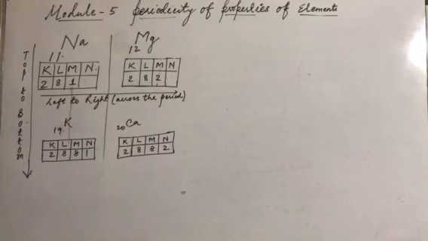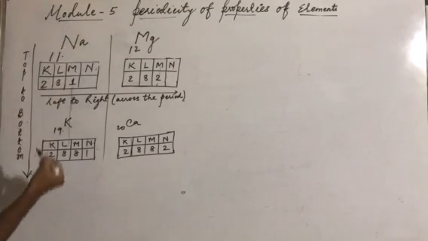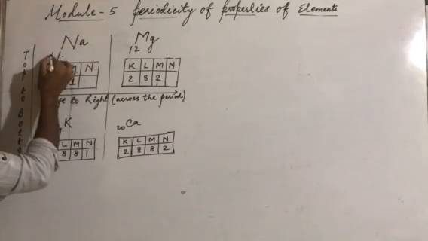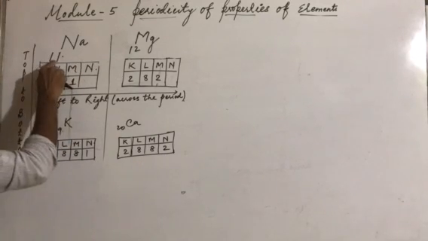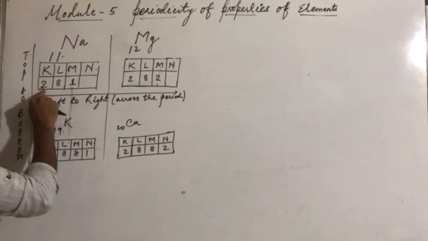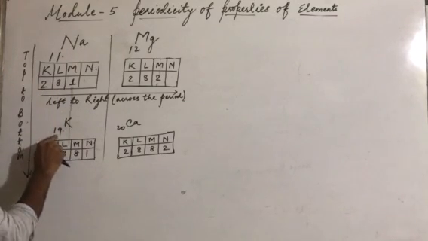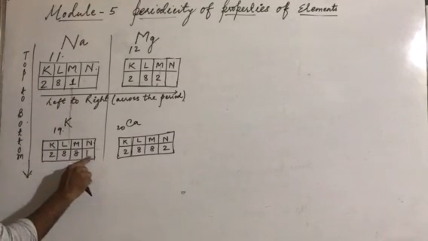The next is atomic size. Now pay attention, children. As we move top to bottom down the group, the first thing that we see is that the atomic number increases. Here the atomic number is 11, here the atomic number is 19. So the atomic number increases. As a result, in the electronic configuration we have 2, 8, 1, and in this electronic configuration we have 2, 8, 8, 1.